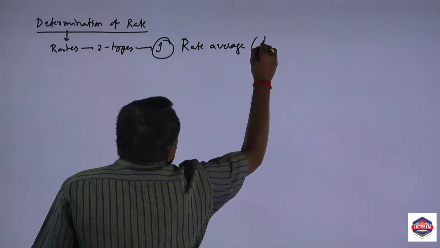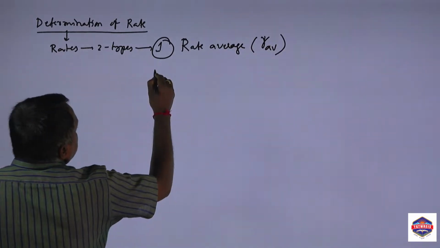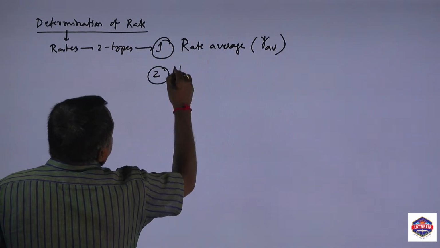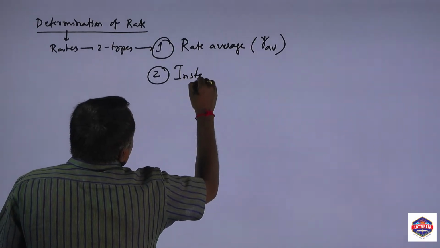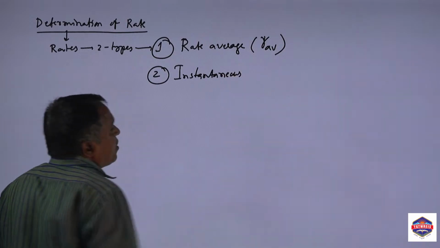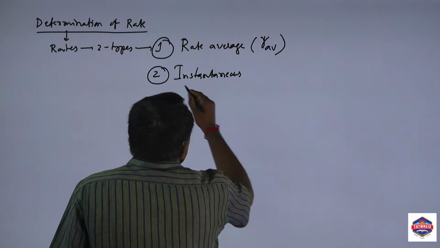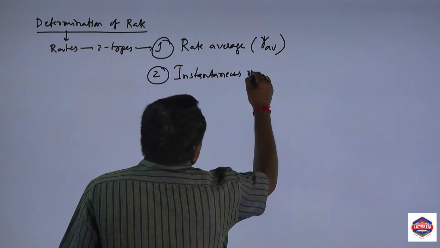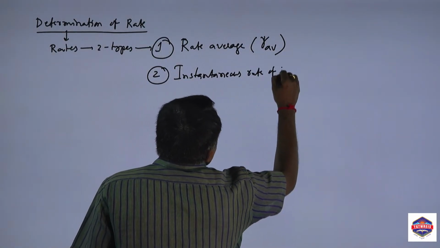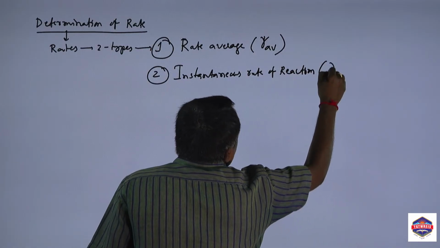So, this is R_av. R_av is the rate average. Number 2 is the instantaneous rate. There are two different types of rates we can calculate for chemical reactions. One is the average rate of reaction, another is the instantaneous rate of reaction. Instantaneous rate of reaction can be represented by R_instant.